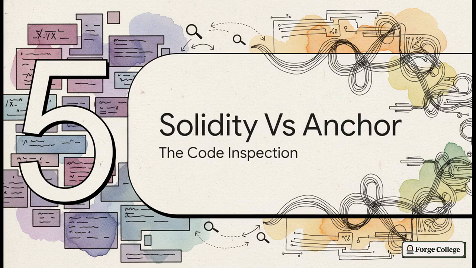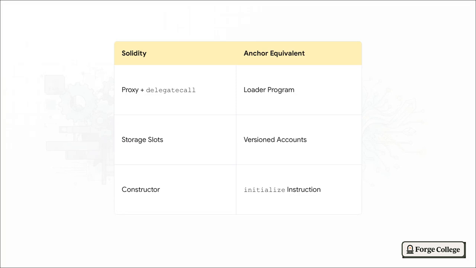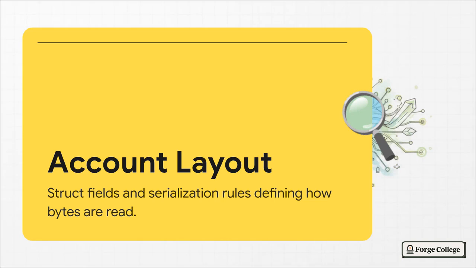Time for the code inspection. It is genuinely fascinating to see how these two paradigms line up when you put them side by side. First, EVM's proxy pattern with delegate call maps directly to keeping state in separate accounts and upgrading the binary via the loader. Next, the absolute wild west of EVM's unstructured storage slots is completely replaced by Anchor's pedantic, precise byte layouts and versioned accounts. And finally, those one-time EVM constructors translate directly to Anchor's explicit initialize instructions, complete with highly specific initialization constraints.